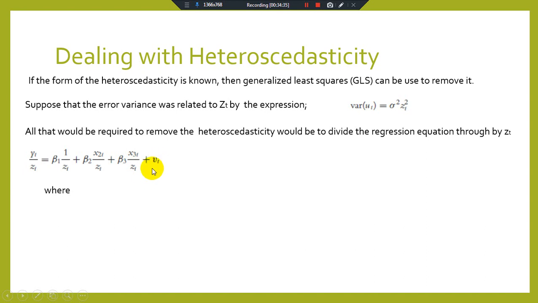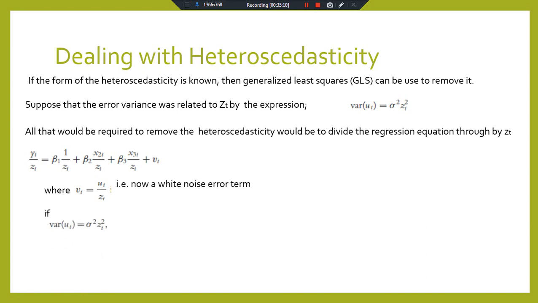Okay, here Vt, the interpretation of Vt is more important here. Vt is generated from the ratio of Ut divided by Zt. This means that now our error term is white noise, because now our error term is zero mean with constant variance.